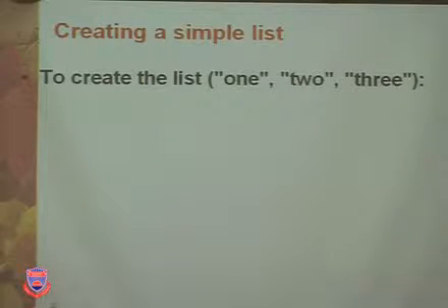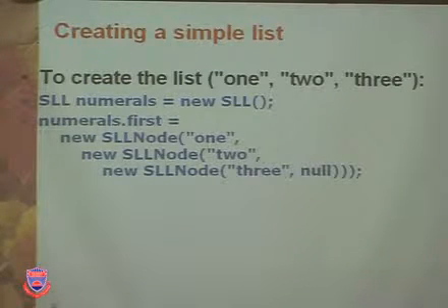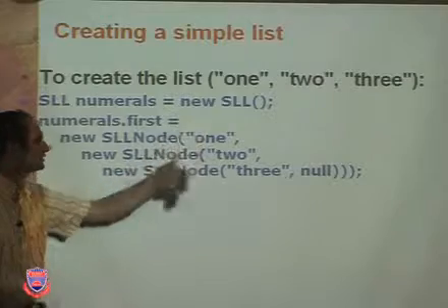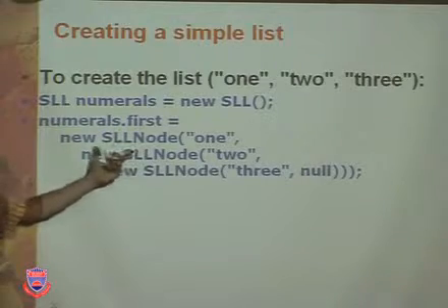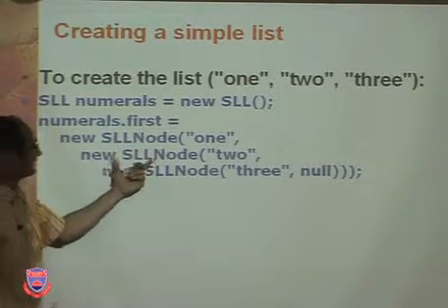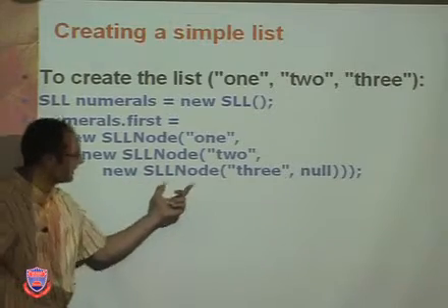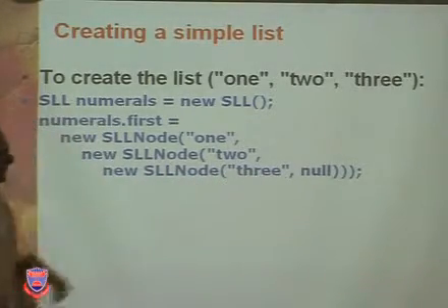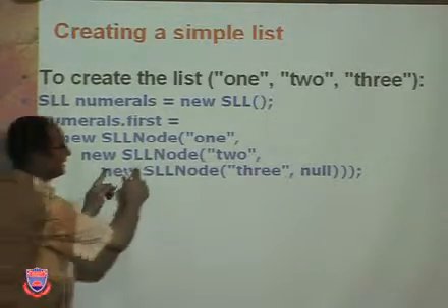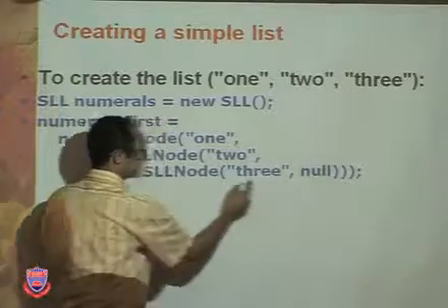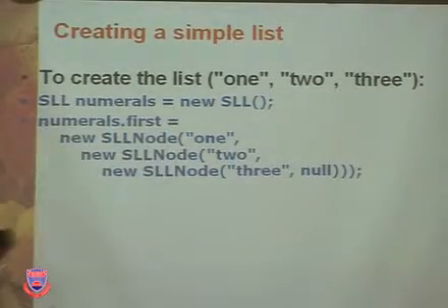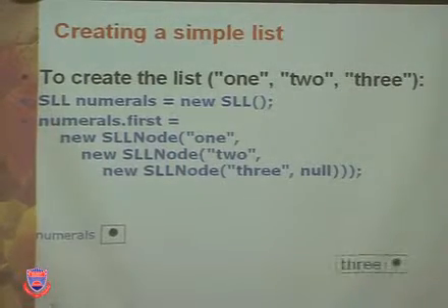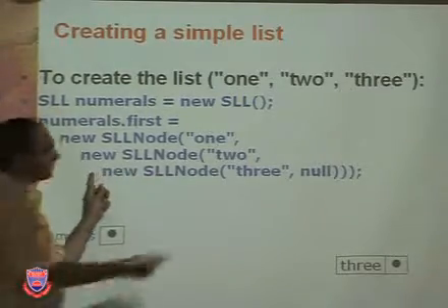So let's say you would like to create such a list in your implementation. You can use SLL numerals = new SLL. This way you create the numerals, and then you can use numerals.first equal to new SLL node 1, new SLL node 2, new SLL node 3, and then null. Basically, if you go backwards here, you see that you create a node with these features. It has the string 3 and a next value equal to null. So you create the numerals, and then you create the 3 with this new object creation.